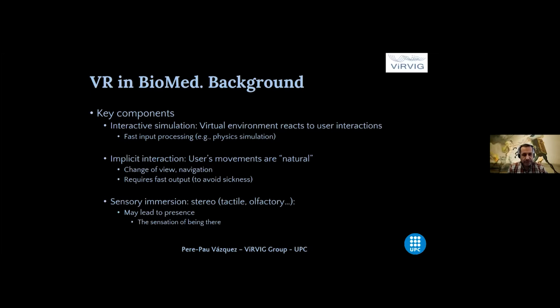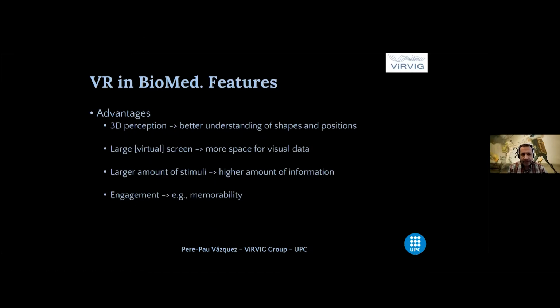And then there's the third thing, which is sensory immersion. You have to provide things that let the user feel that he or she is in the virtual environment. The first thing, which everybody provides, is stereo, but we can also provide stimuli for other senses, such as tactile or olfactory. If we are able to do it very smartly, the user will have the feeling that he or she is exactly in the virtual world and not in the real world.